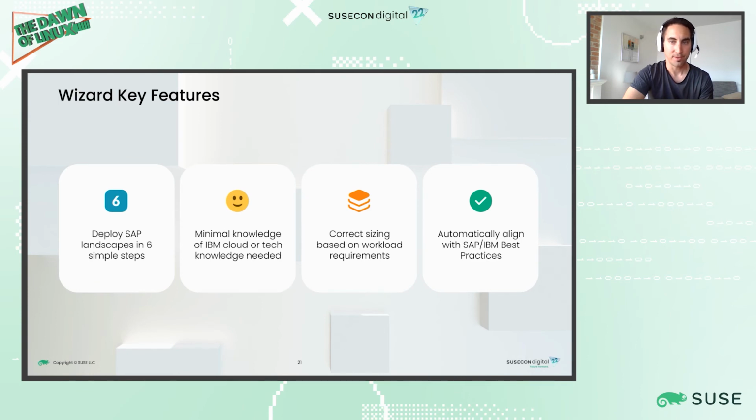Key wizard features. You just complete the 6 simple steps. Minimal knowledge of IBM Cloud or technical knowledge is needed. And basically the solution takes care of the correct sizing and automatically aligns with SAP and IBM best practices.